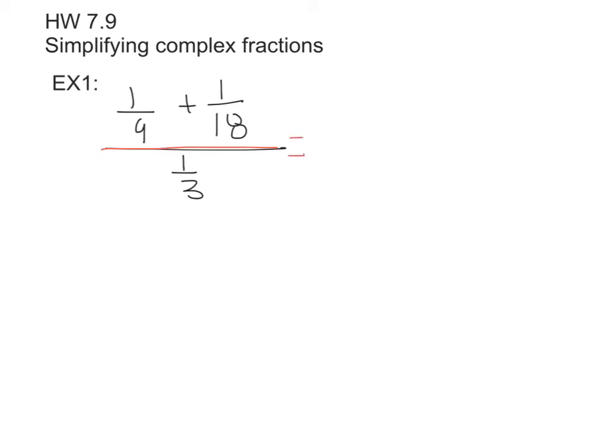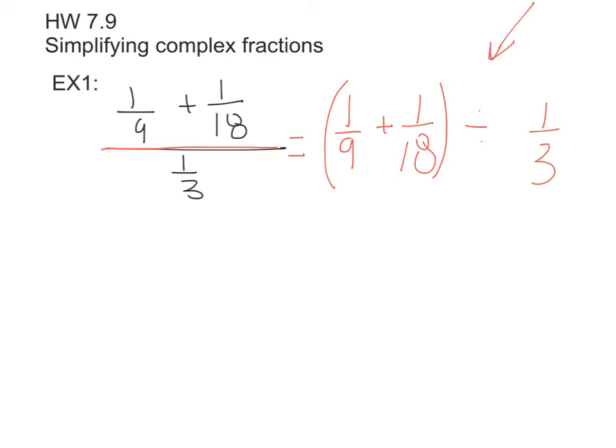So that's the first thing I do. So the top is 1/9 plus 1/18. And then instead of the fraction bar, I'm going to use the division symbol, 1/3. And I want to make sure it's clear that all this stuff is being divided by 1/3, so I'll put that in parentheses just to be clear. That helps me sort out what I need to do first before the division. I need to take care of the 1/9 plus 1/18 before I do the division. So let's do that first.